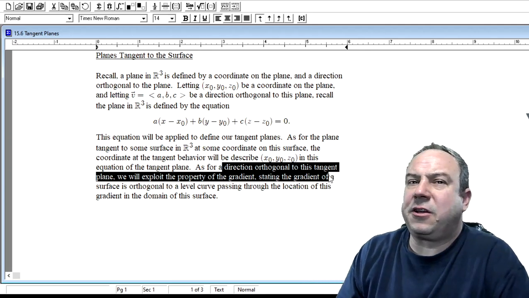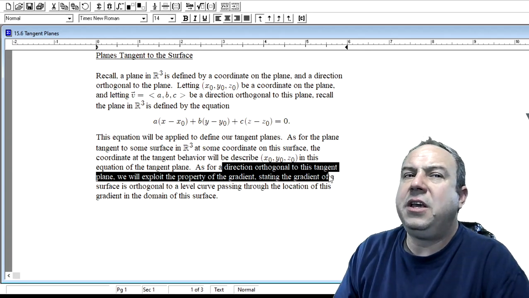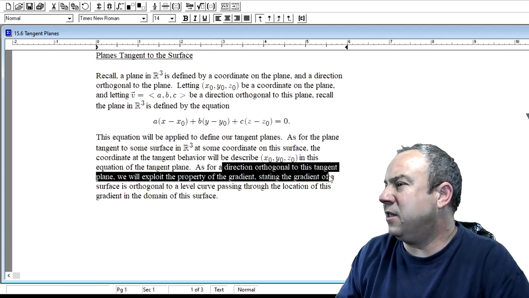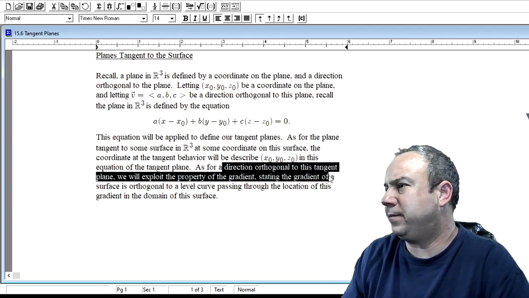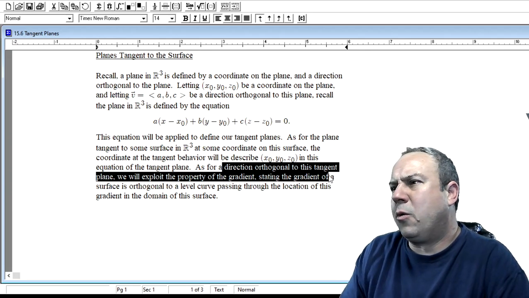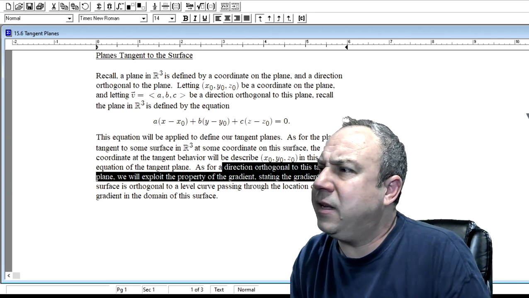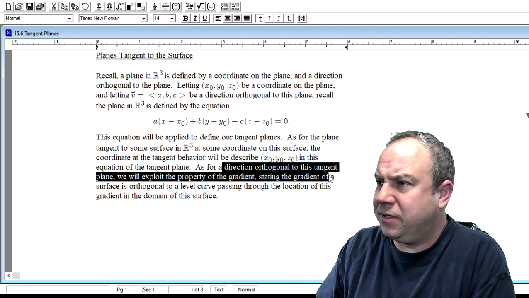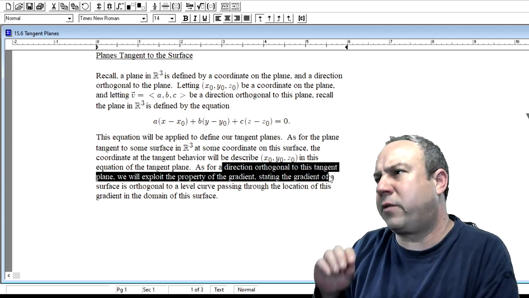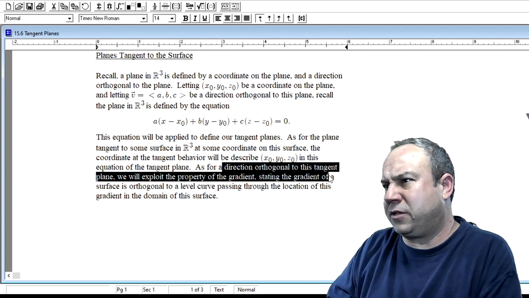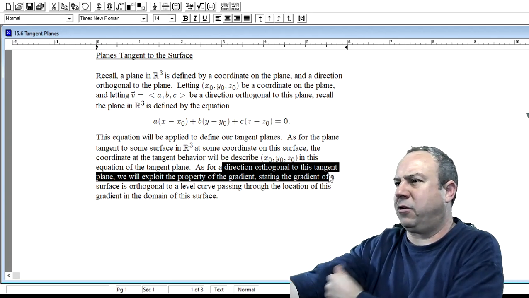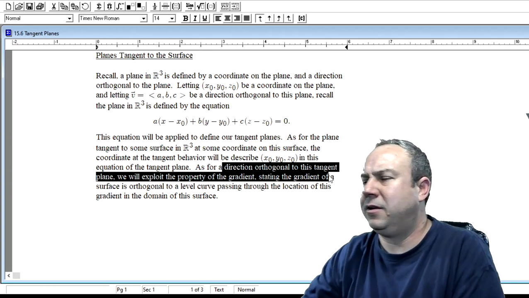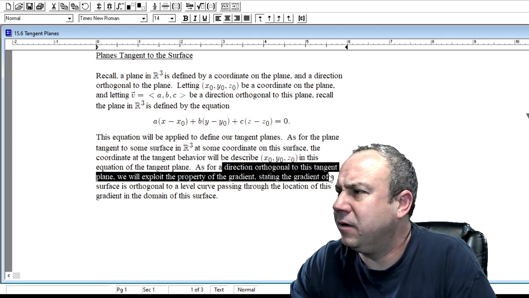That property states that the gradient of a surface is orthogonal to a level curve passing through the location of this gradient in the domain of this surface. We're going to exploit this property that the gradient is orthogonal to level curves. The gradient of a surface is orthogonal to the level curve for the surface passing through the location of the gradient in the domain of the surface, or in the domain of the function. We're going to exploit that here.